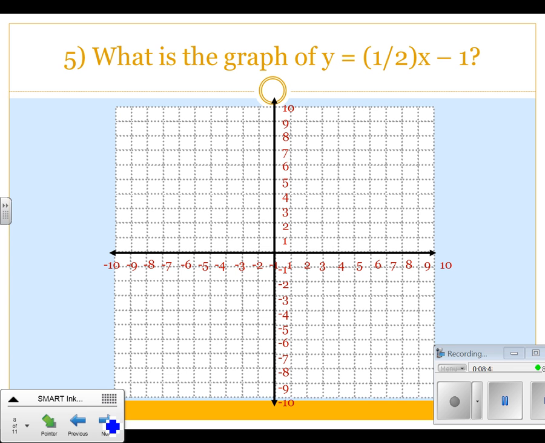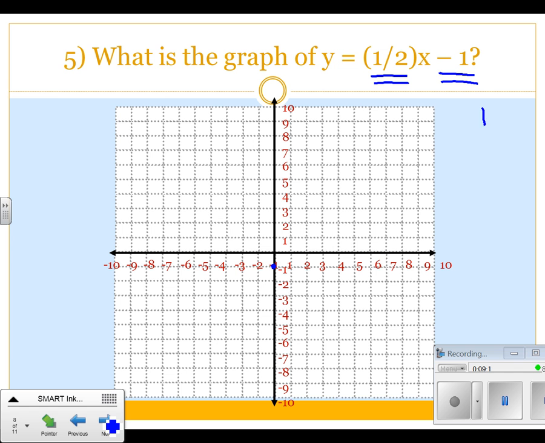What is the graph of y equals 1/2 x minus 1? Now that we know what slope-intercept form is, it's kind of like a nice shortcut. We don't have to make a chart of inputs and outputs of different ordered pairs. I look right away at my y-intercept. Start there. It's at -1. The slope from there is 1/2.